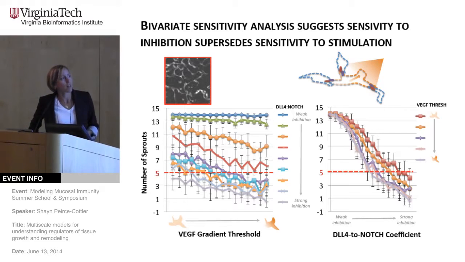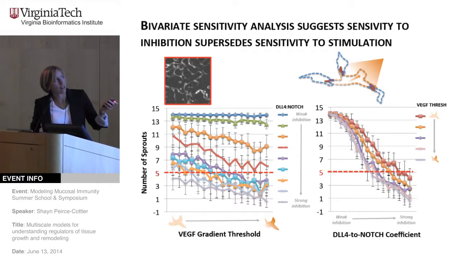tip cell behavior. So we did this bivariate sensitivity analysis where we varied both the DLL4 notch inhibition and the VEGF gradient that was required for a sprout to happen. And one thing that you can see is at very low levels of DLL4 notch inhibition, we get a lot of sprouting, which is completely what you would expect. We basically turn off the inhibition, and that's what's represented by the blue line. And at that point, it doesn't matter how much we change the gradient of VEGF in order to induce sprouting, we get the same amount.